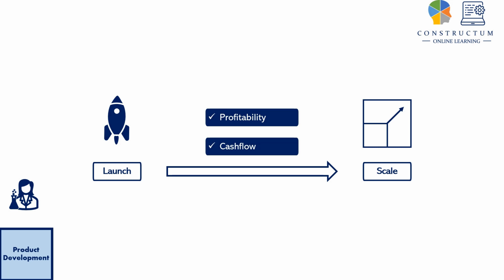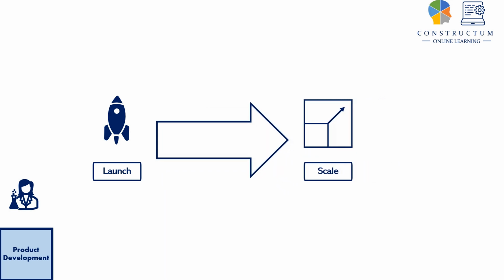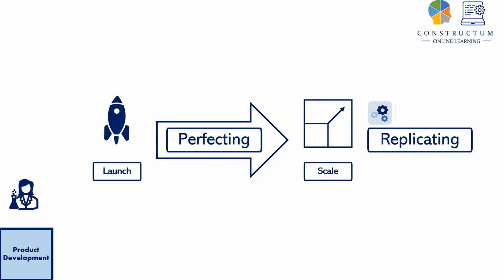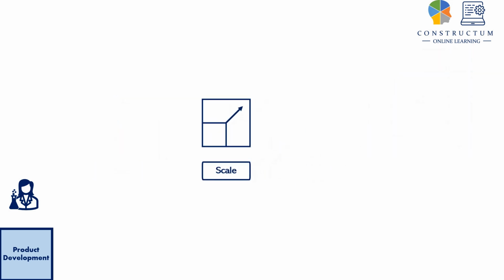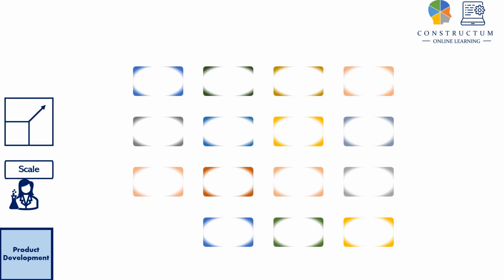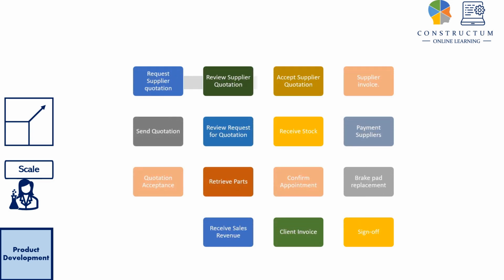What is product scaling? Product scaling is essentially perfecting and then replicating a business formula within a cash flow context. Earlier in the product launch phase, you mapped out your processes. Break down the processes into parts and consider how you can create efficiencies. How can you perfect the formula?